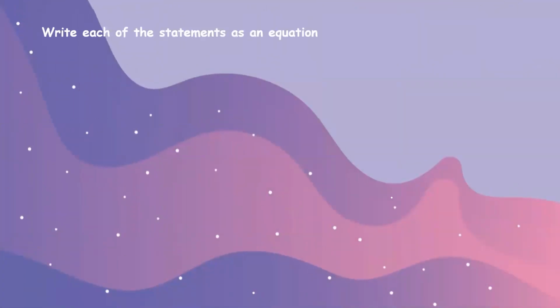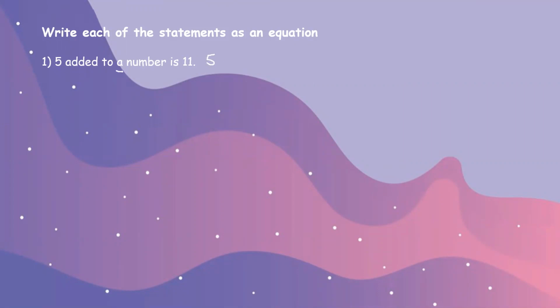Write each of the statements as an equation. Now we are going to solve some problems. The first one: 5 added to a number is 11. Let's do this. We know that 5 is there in the equation and 11 is also there in the equation, isn't it? It's not 5 plus 11, because it's 5 added to a number.